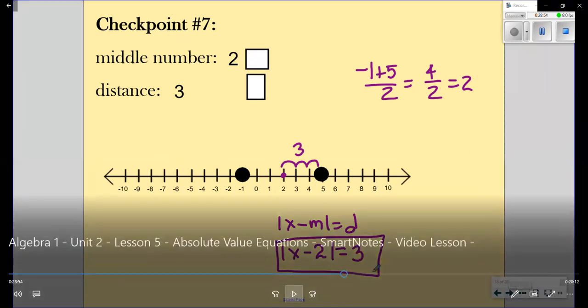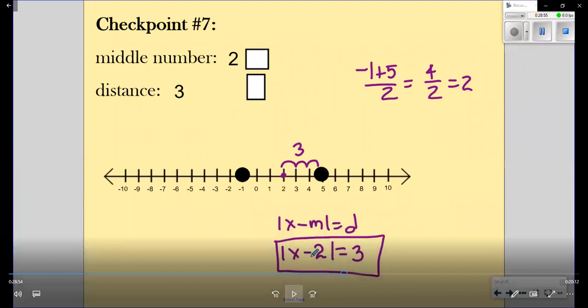Okay. All right, so I'm going to stop here. This is part 1 of absolute value equations. I will do the second part, which will start with working with absolute value equations when you have to isolate it.